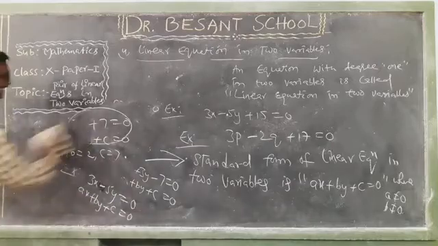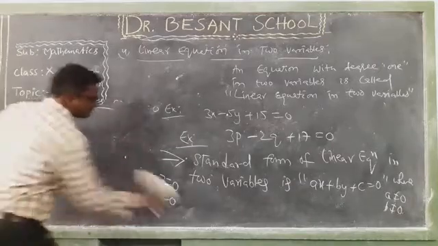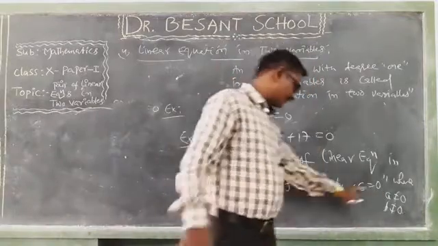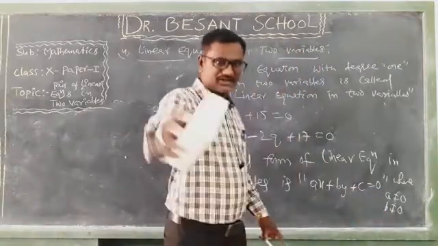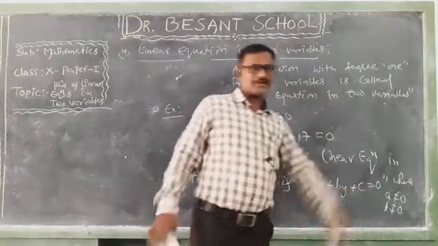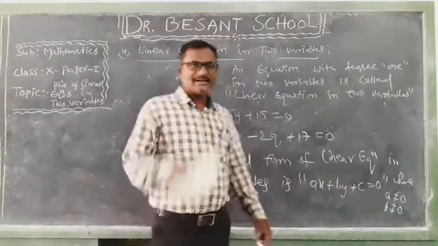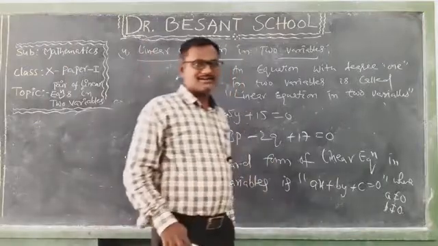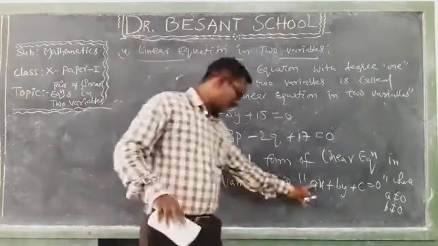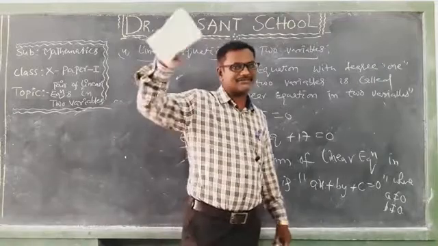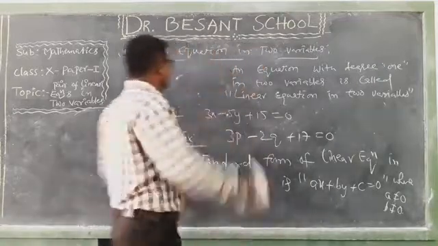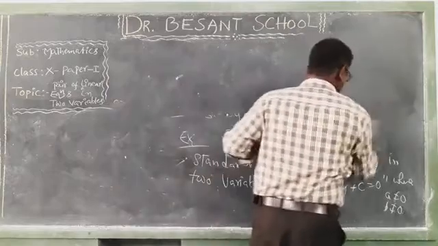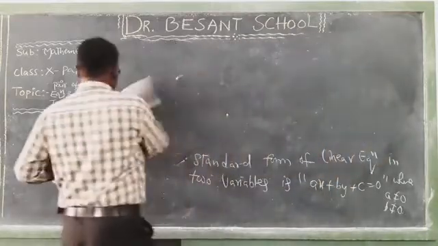Yes, the standard form of a linear equation in two variables is ax plus by plus c is equal to 0, where a not equal to 0 and b not equal to 0, c may be 0. If a equal to 0, it is said to be a linear equation in only one variable y. If b is equal to 0, it is said to be a linear equation in only one variable x. It is not said to be a linear equation in two variables. Now observe. So this is the information regarding linear equation in two variables and also its standard form.